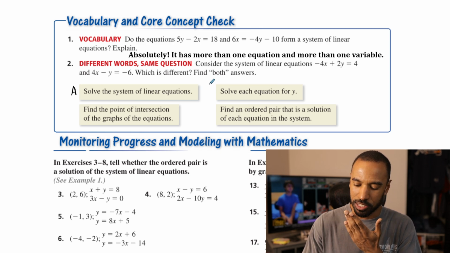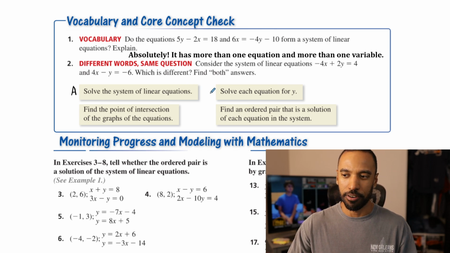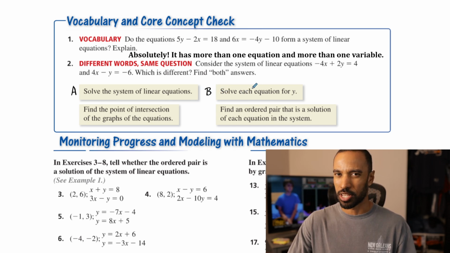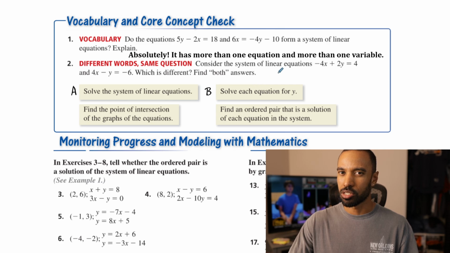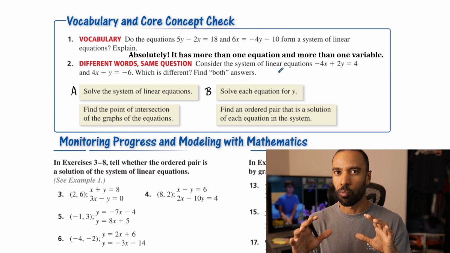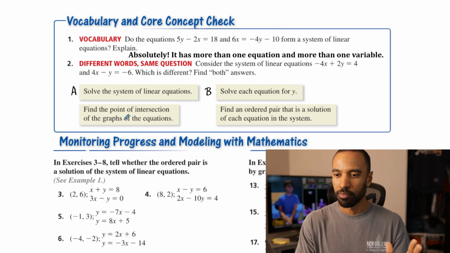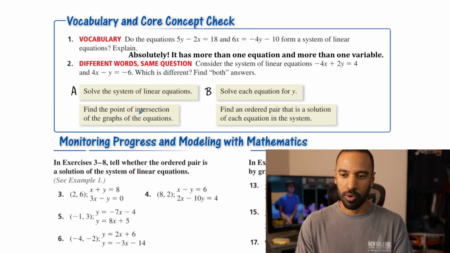I don't see that as the same thing. I'm going to put that as a B for now. I'm not sure. That doesn't sound the same. Because solving the system is finding both the x and y. That's the point of intersection, okay? Yeah, find the point of intersection of the graphs of the equations.